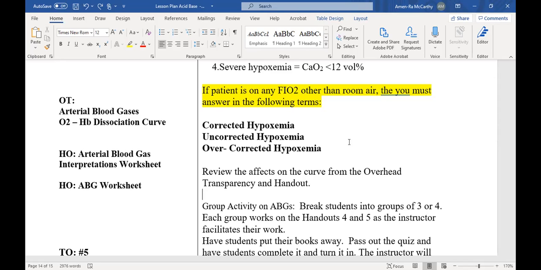So that's one of the hazards. There are a few hazards you're going to learn about oxygen, because everything is good, but too much of anything can kill you. Even water. So when they're on anything other than 21% or room air, you have to answer the oxygenation part of the ABG as corrected hypoxemia, uncorrected hypoxemia, or overcorrected hypoxemia. If the PaO2 is above 80 and they're on oxygen, it's corrected. The normal value is 80 to 100. If it's over 100 and they're on oxygen, then you have overcorrected it.